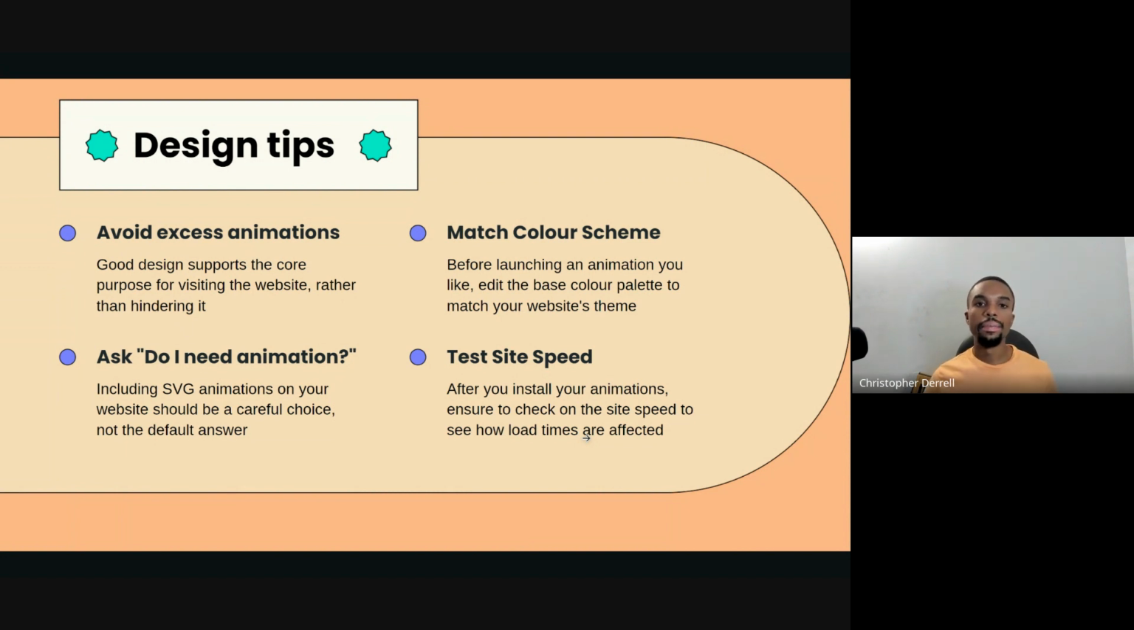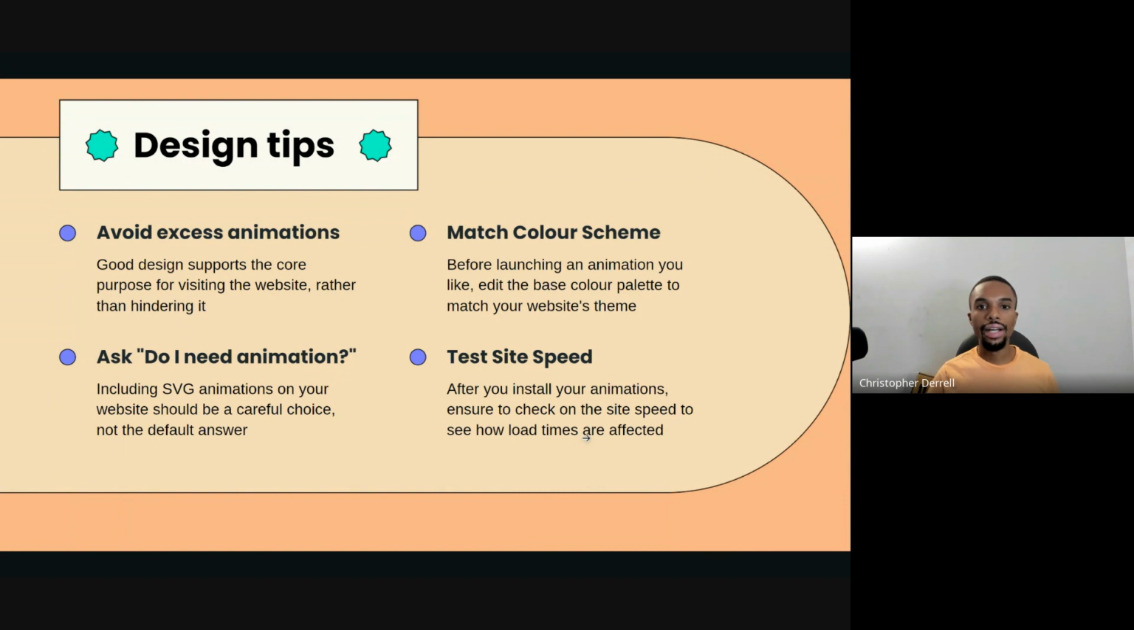Match the color scheme. So you might see a really nice animation on LottieFiles.com and you just want to drop it on your site. But I would urge you, change the color palette to match the site that you're on so that it doesn't stick out as, oh, I found a nice animation and I dropped it. It should look tailored for the site that it's on. And you can do that very easily without changing any frames of the animation, like the keyframe, by just changing the color scheme.